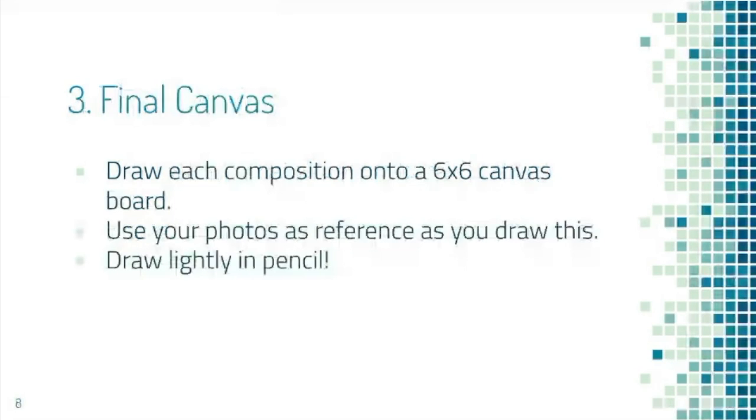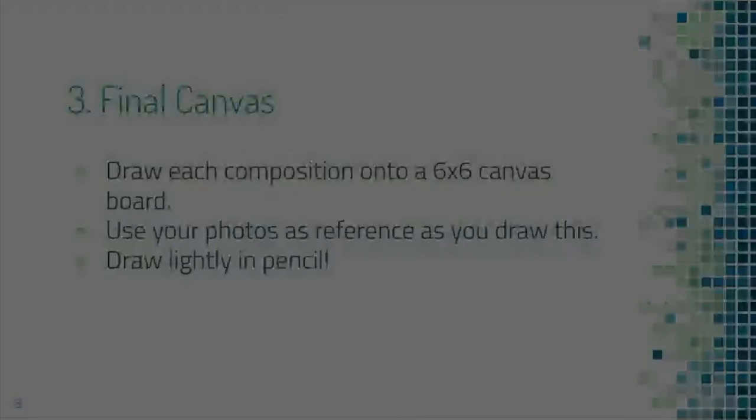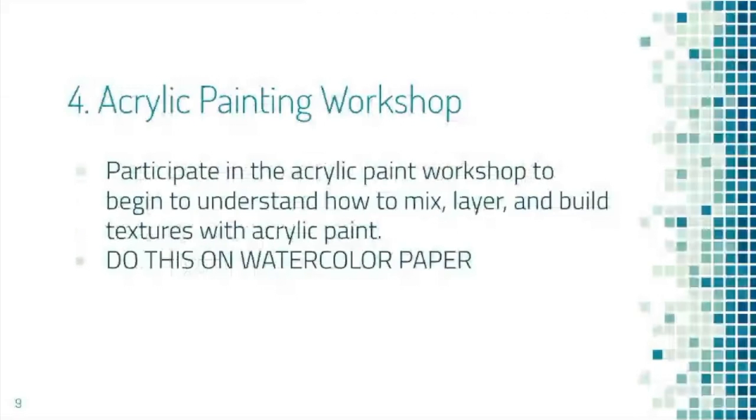So you'll draw each canvas, each composition onto a canvas board, and then you're going to draw that lightly in pencil, as you might have figured out from other projects. If you're using a light color like white or yellow, the pencil is really hard to cover up with just one layer. So you want to make sure that it's not showing through in the end. And then you will start painting.